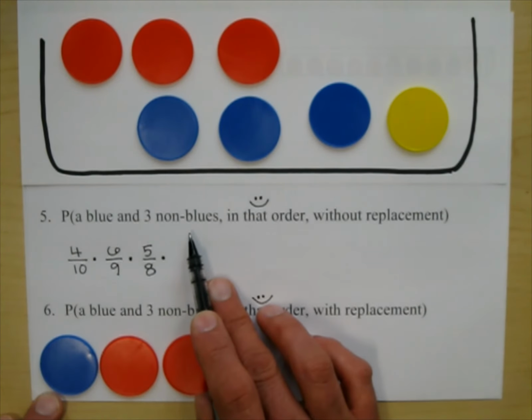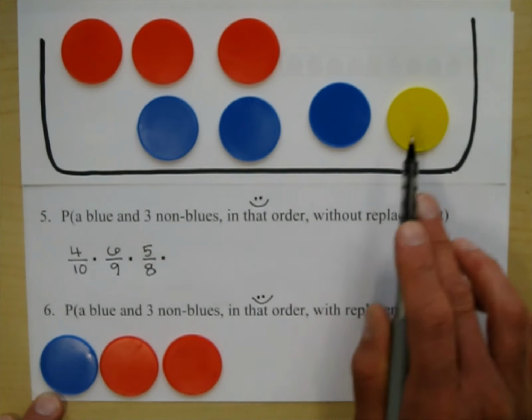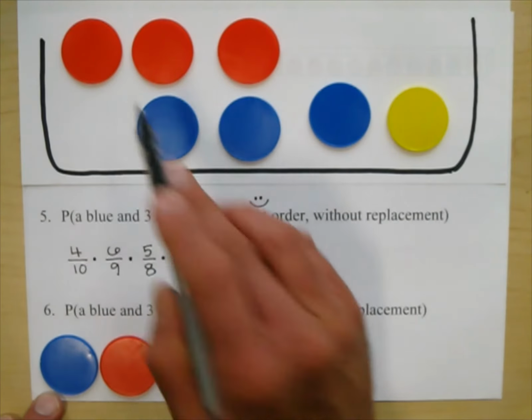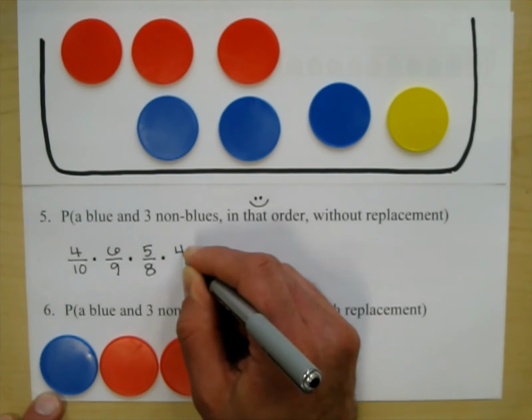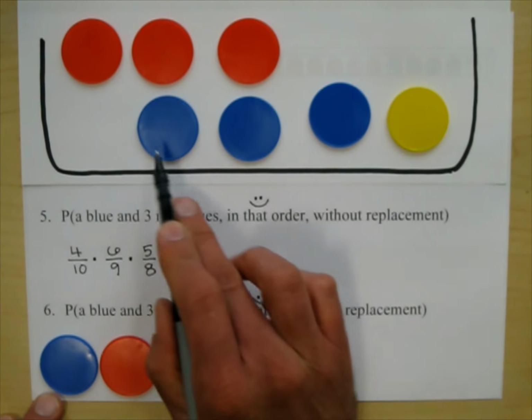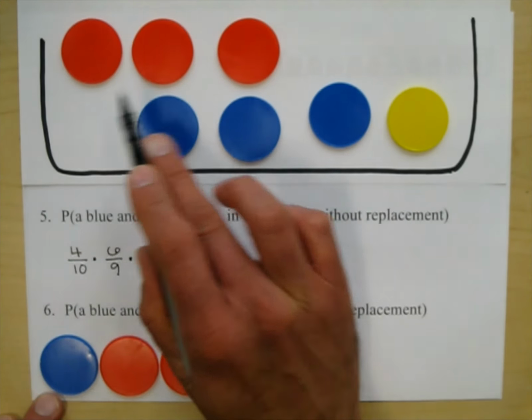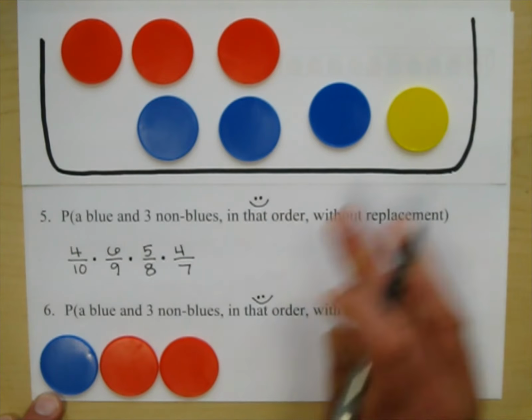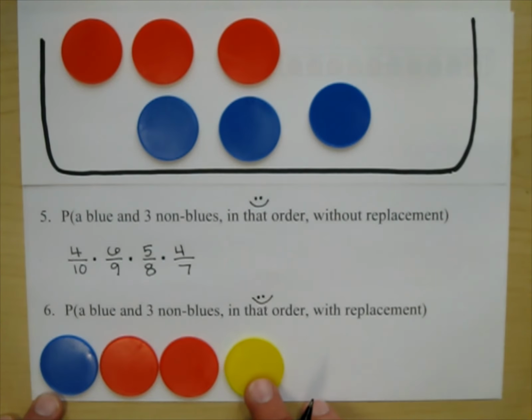And now we have to pull out our last non-blue. What's the probability of that happening? Well, how many non-blues do I have? 1, 2, 3, 4. 4 out of how many marbles in the box there? 1, 2, 3, 4, 5, 6, 7. 7. And so we pull out our last non-blue. And that's what we want. We want a blue followed by 3 non-blues.